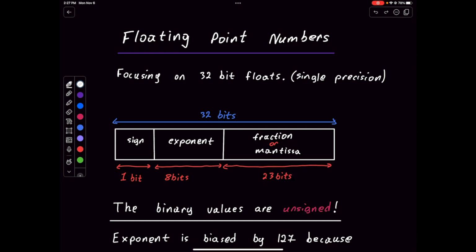Now we know that single precision has 32 bits, and the first bit is the sign bit. If it is a 0, it's a positive number. If it's a 1, it's a negative number. The next 8 bits are the exponent bits, and the other 23 bits are called the fraction or the mantissa bits. And here it is. We can see it. This is either called fraction or mantissa, depending on the book or your professor.